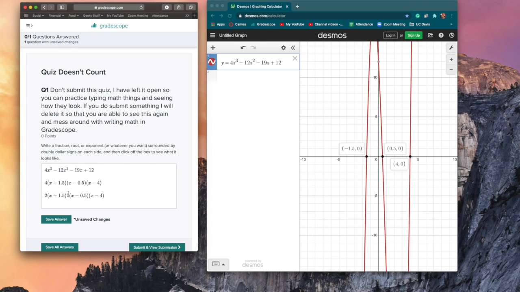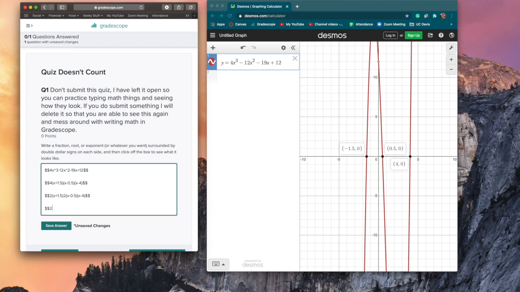So now if I do that, 2 times x plus 1.5 gives me 2x plus 3. 2 times x minus 0.5 is going to give me 2x minus 1. And x minus 4 is still perfectly fine as x minus 4. So now we have actually factored the original polynomial 4x cubed minus 12x squared minus 19x plus 12 nicely as 2x plus 3 times 2x minus 1 times x minus 4.